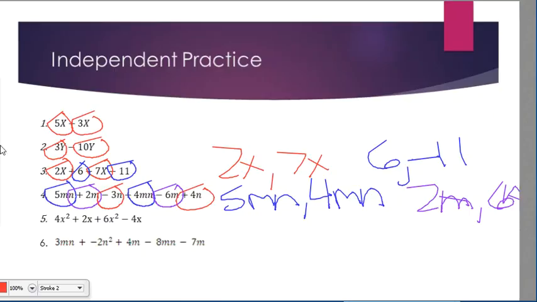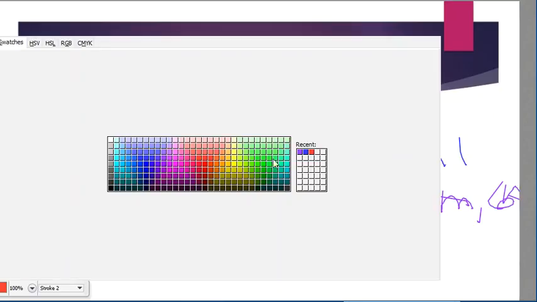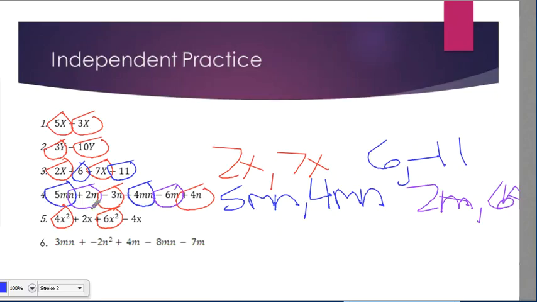Let's look at number 5. So on number 5, we have 4 terms here. We have 4 times by x squared and 6 times by x squared. Those would be like terms. We also have 2x and 4x. Those would be considered like terms.